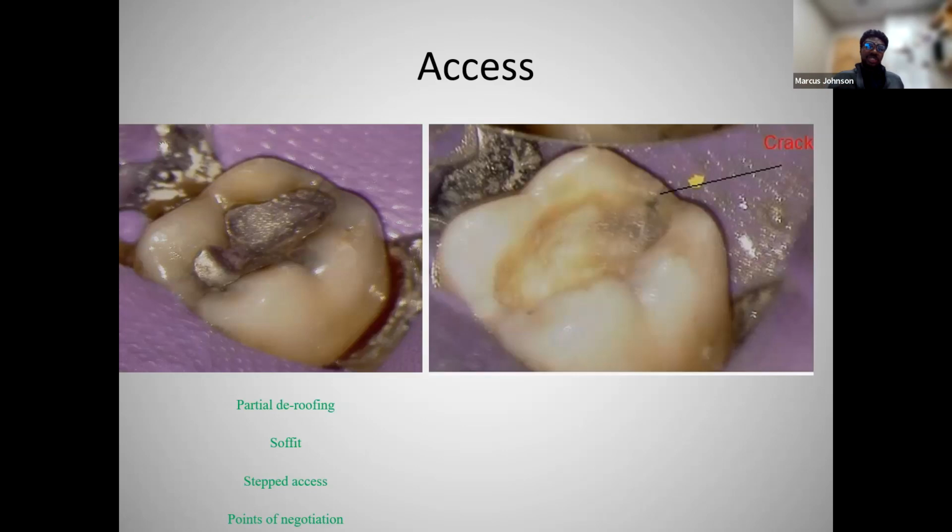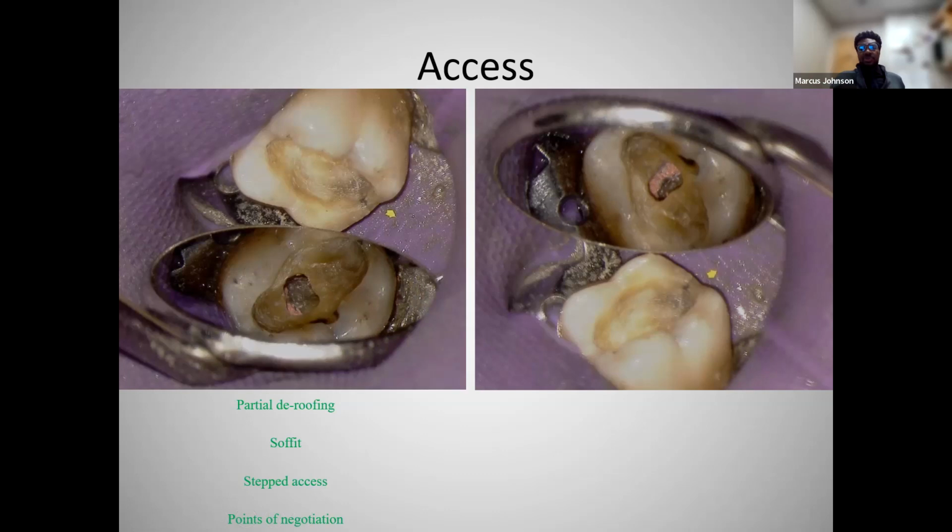Here's just a little bit of how I treated the case. Here's the old amalgam. We understand that that is no value. So I excavated that just to the level of healthy dentin, okay? That's kind of what we call partial de-roofing. And then from there, I set my points of negotiation. If you look right here in the mirror, you can see all this healthy dentin still intact.